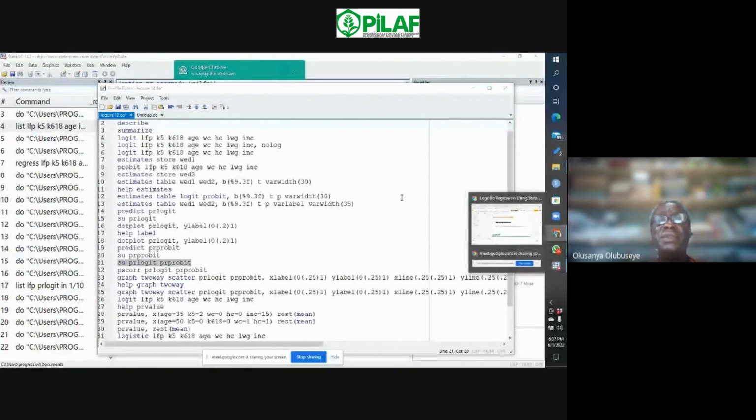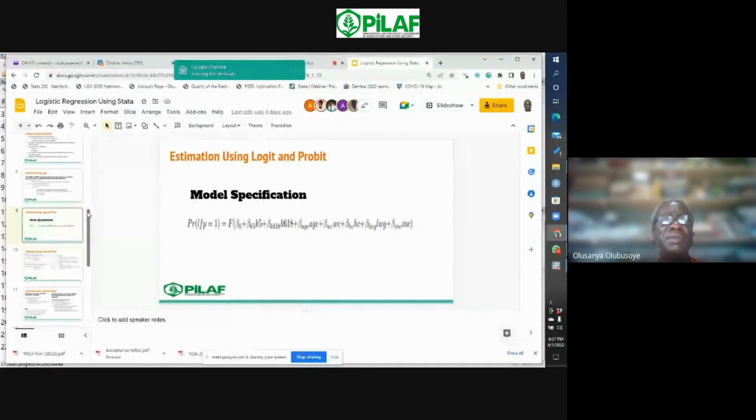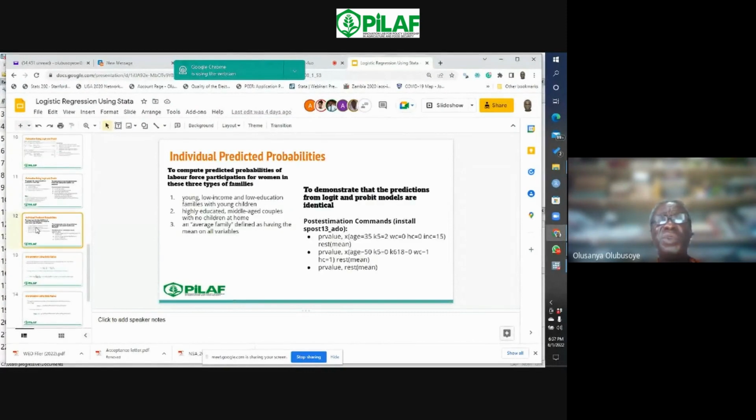If you go to my PowerPoint, we want to compute the predicted probability of labor force participation for women in these 3 types of family. First of all, we want to compute for a family that is young, low income, and low education with young children. What is the probability that such a family will participate in labor force?